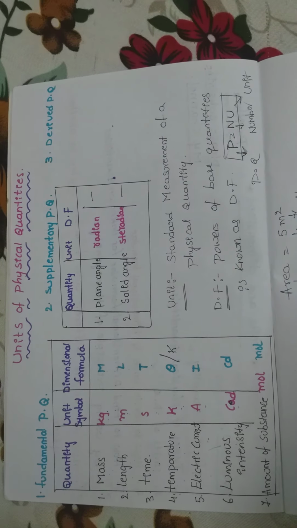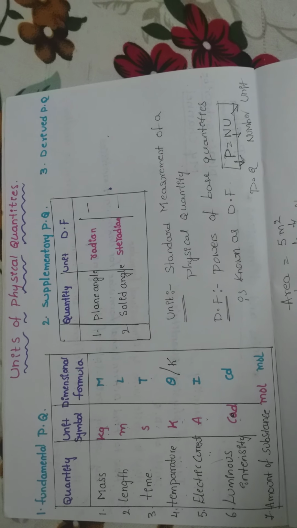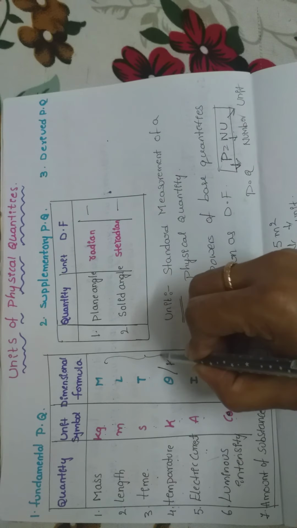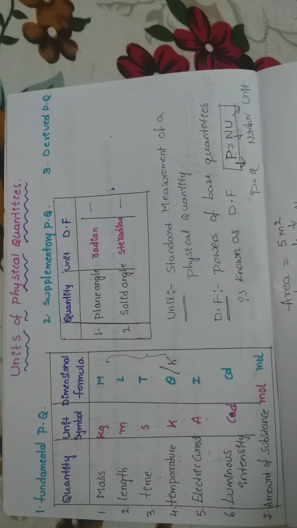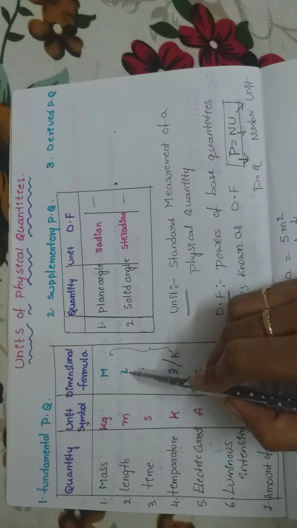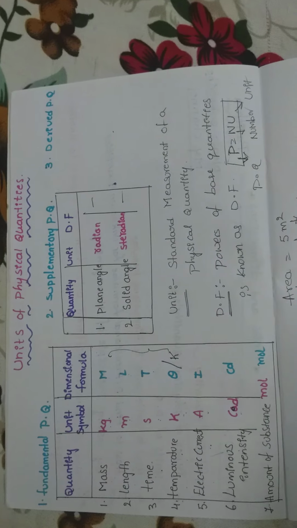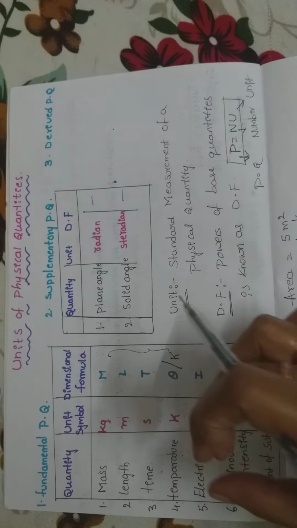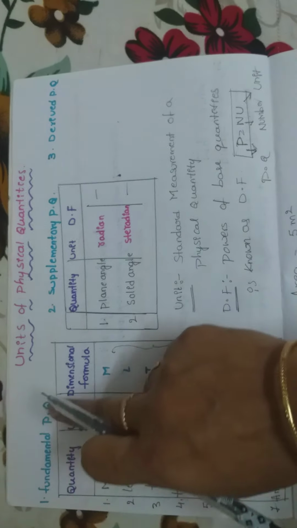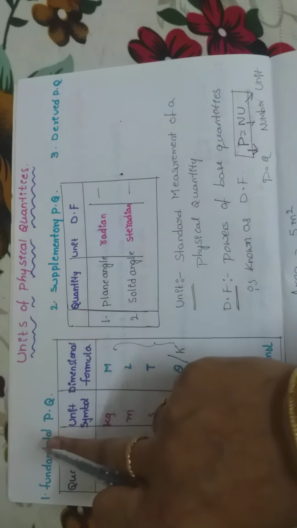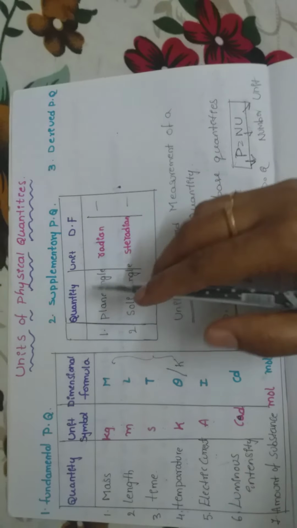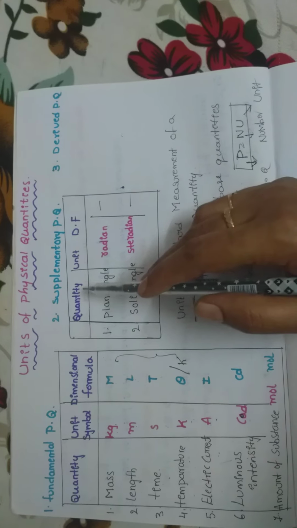But mostly while we are going to write the dimensional formulas for different physical quantities, we take only the first 4 units. Okay, we have to remember mass in the sense capital M, length in the sense capital L, time in the sense capital T. Is it clear? These are the units and unit symbols for fundamental physical quantities and the dimensional formulas for fundamental physical quantities.